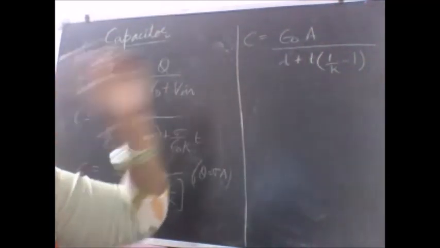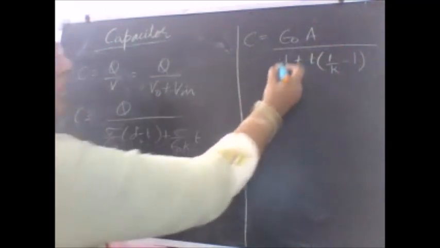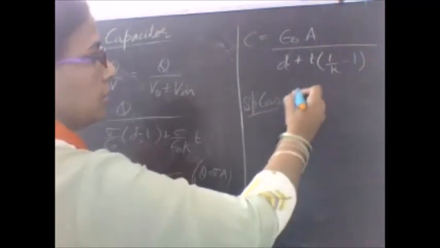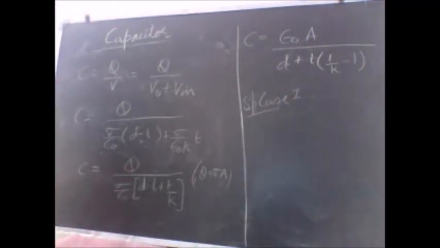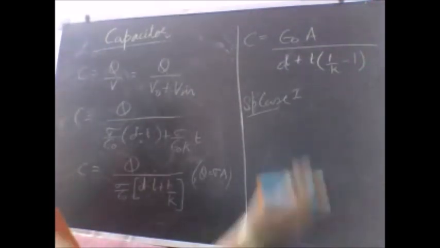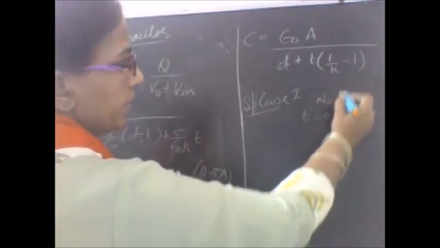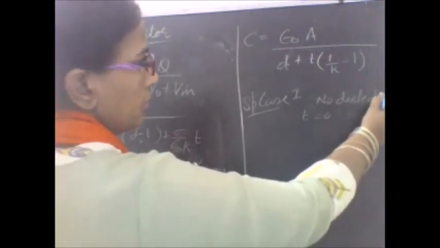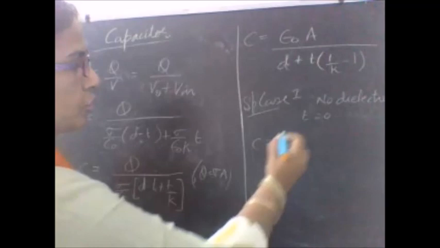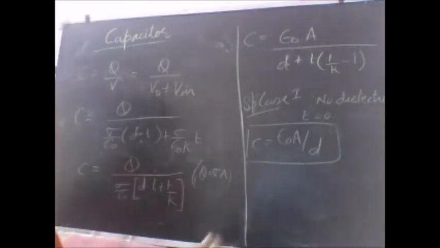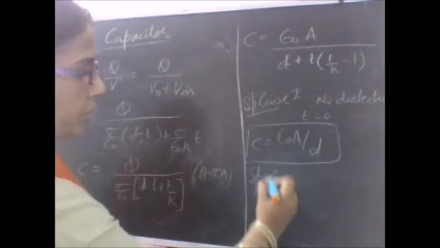That will give you the final formula, and we can do the special cases here and derive the same results. So assuming special case 1, there is no dielectric slab introduced, that means this T factor is 0. That means no dielectric that we are introducing here. So C comes out to be epsilon naught A by D. Isn't it the same formula that we obtained in the very first case with the parallel plate capacitor with air in between? Second case also.